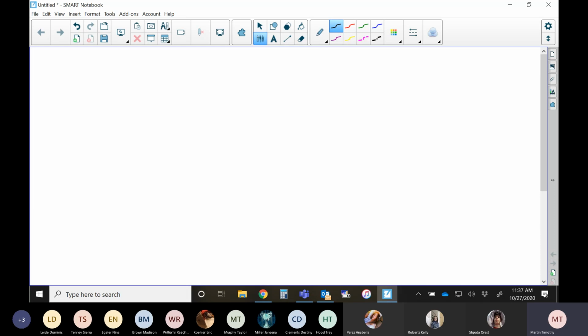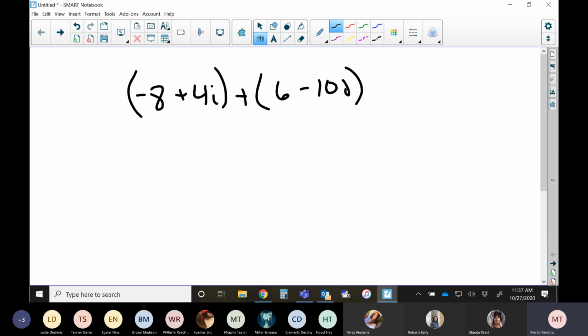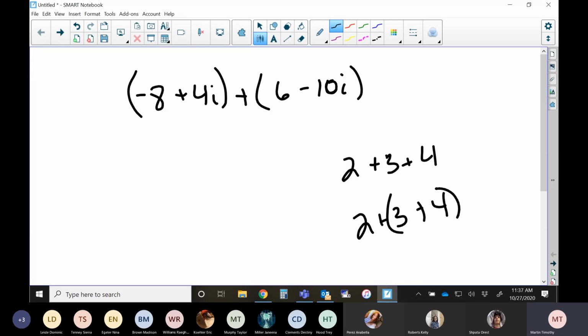Next, combine these things. Like if I have negative 8 plus 4i plus 6 minus 10i. Well, again, the most important thing is to know my rules. There's this thing called the associative property that says if you have 2 plus 3 plus 4, you can actually put parentheses in, as long as it's all addition. I think of it as all addition, kind of like I think of this as a plus and negative 10i. So if I can put parentheses in, what does that mean I can do?